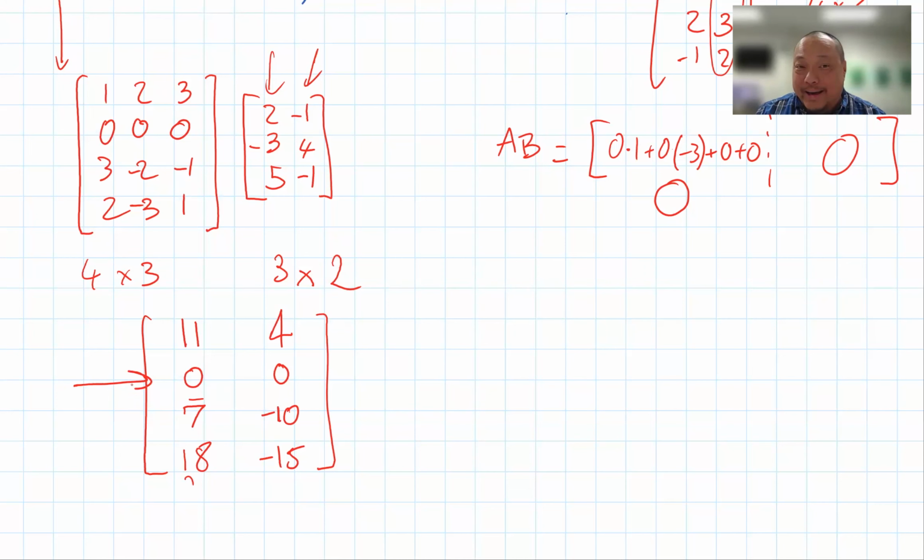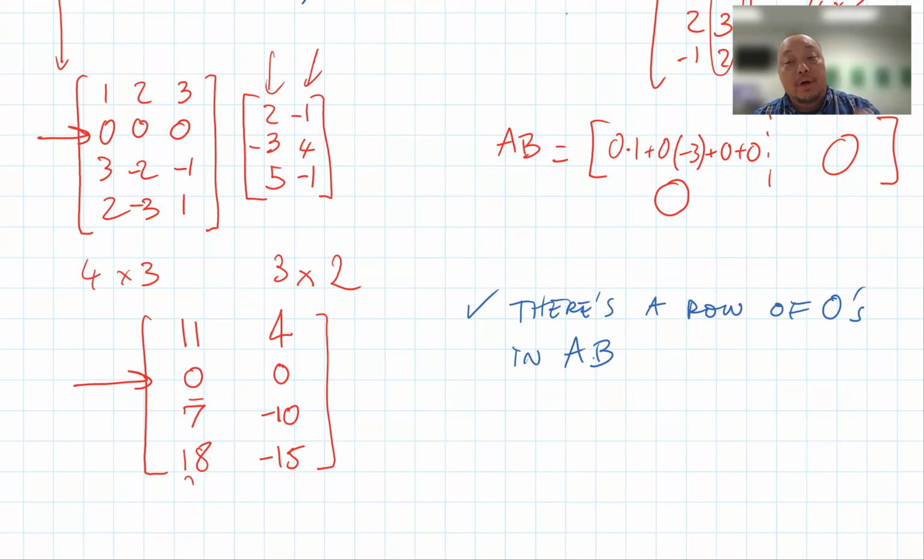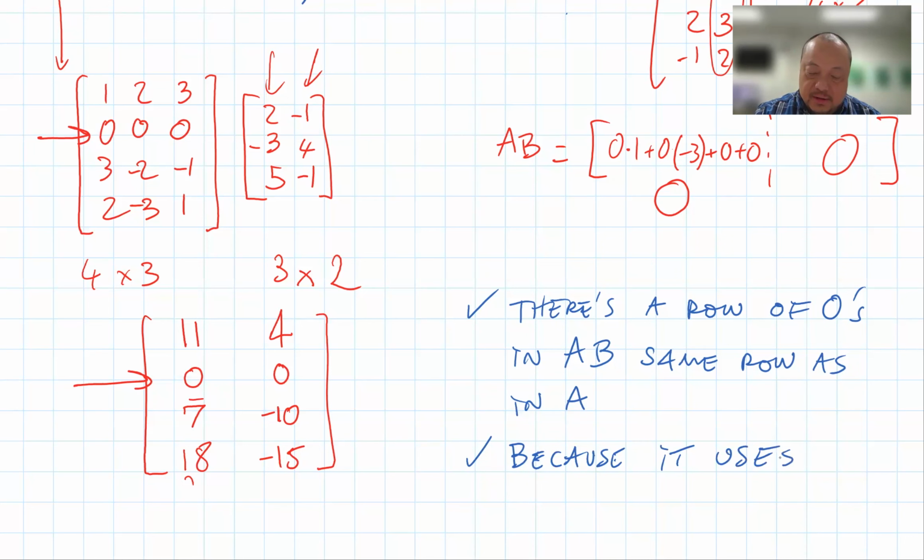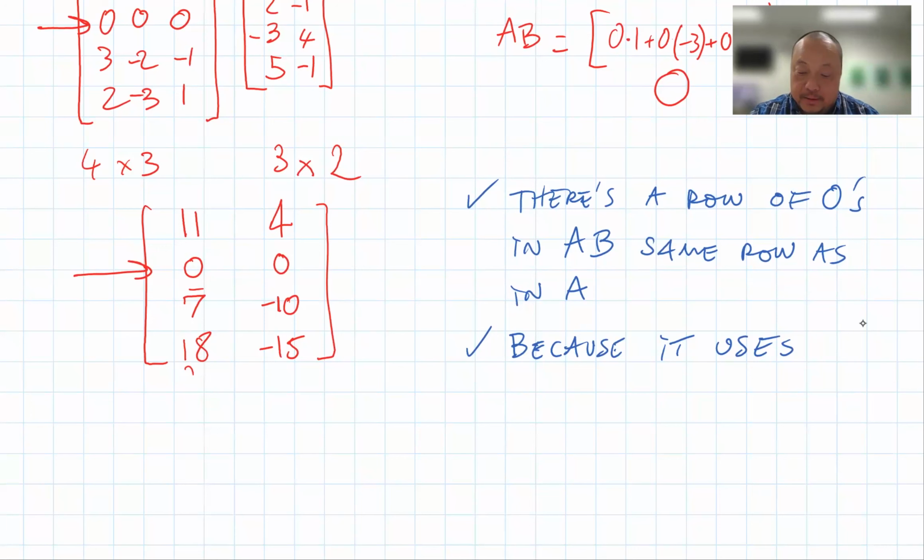And I'm starting to see why that row is 0, right? That row is 0 because I start with this row of 0 and then I multiply by various columns. Well, no matter what column I choose, you multiply it by the row of 0, it'll be 0. I know what to do now. In my head, I realize a few things. There's a row of zeros in AB, the same row as the zeros in A. In A it was the second row, in AB it's also the second row, and I know why, because it uses the row of zeros from A.